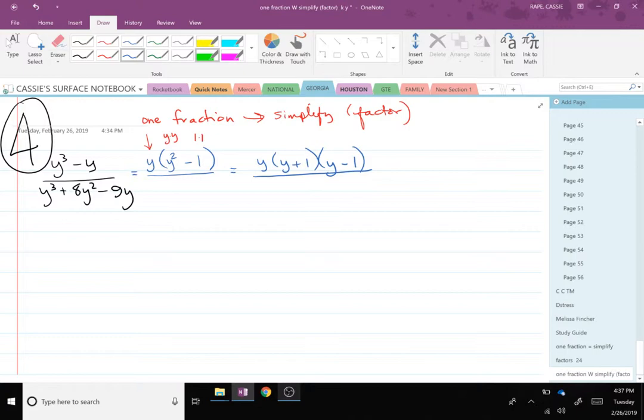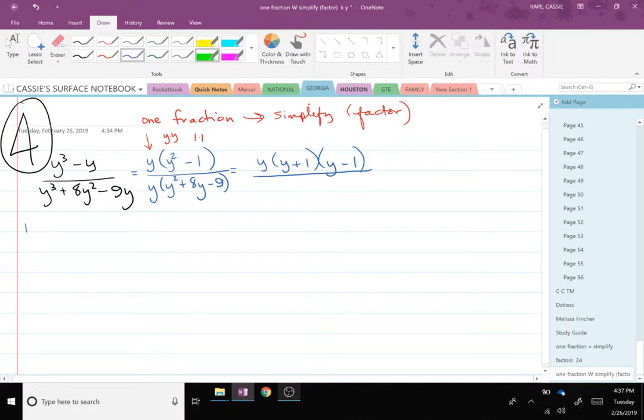Looking at the denominator, I can see that those all share at least one y. So I'm going to pull one of those y's out, y times the quantity y squared plus 8y, remember, I took one of those y's, so y minus, and it only had 1 to give, so it's just a 9 left right there. Then I've got to ask myself, what are the factors of negative 9, which if I multiplied them, I would get a positive 8.